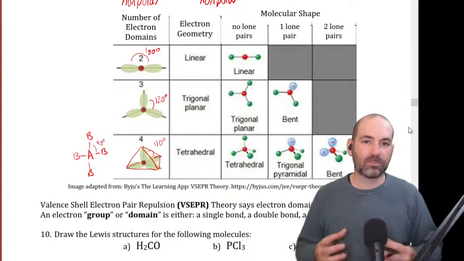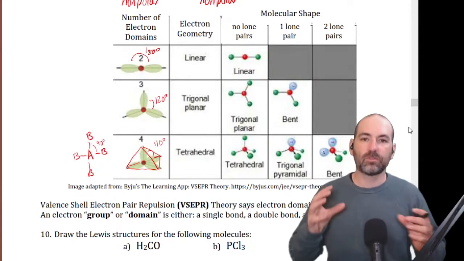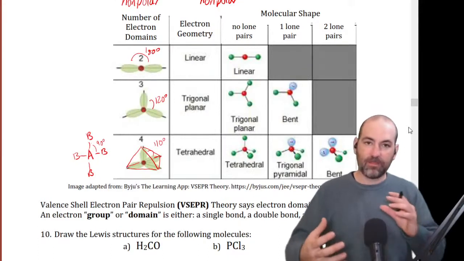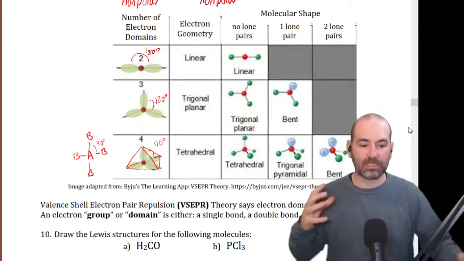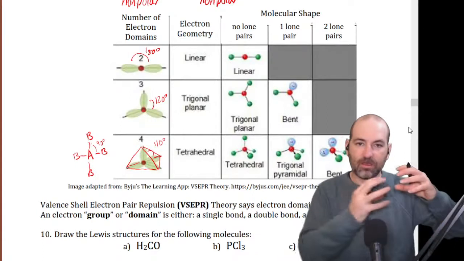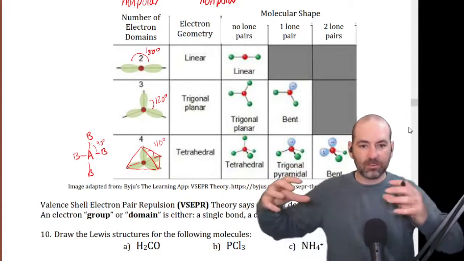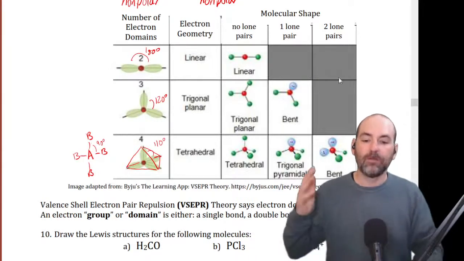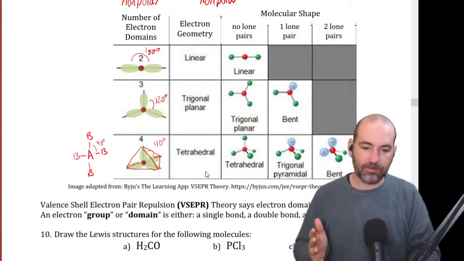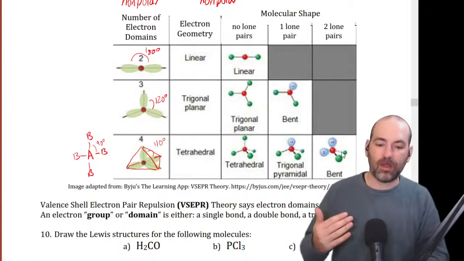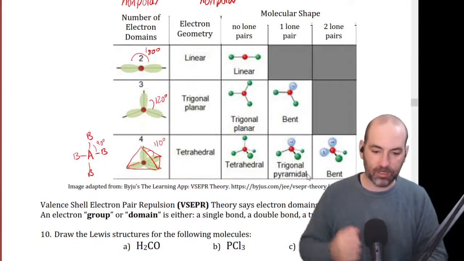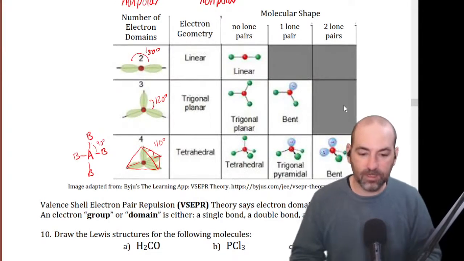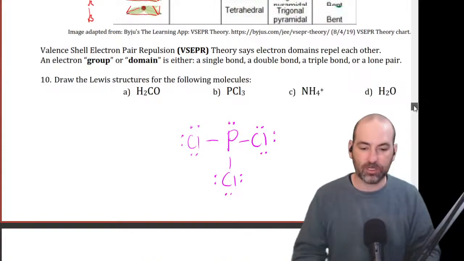Double bonds, triple bonds still just count as one group. So the number of things around the center, because remember the theory behind this is that things are trying to space out as far as possible. So it doesn't matter if something's a double or a triple bond, it still wants to be as far away from the other thing as possible. So you use that to determine the electron geometry, and then based on the number of lone pairs, that gives you the molecular shape. So doing all of this, really the skill that's required first is getting the correct Lewis structure.